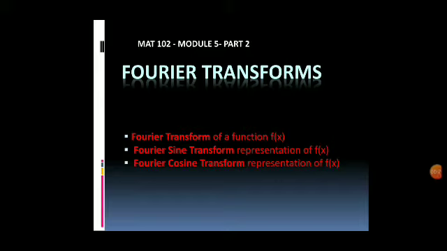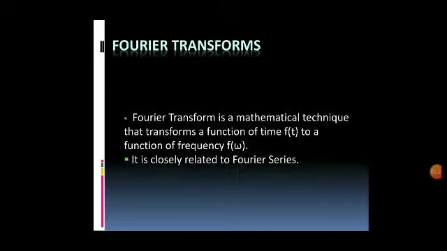So Fourier transform is a mathematical technique that transforms a function of time, f of t, to a function of frequency, f of omega. It is very closely related to Fourier series. This is somewhat similar to your Fourier integral, which we dealt with in our first video. So the formulas are much similar. There is only a very slight difference between those formulas, so be careful that you don't get confused between them. We'll see the formulas one by one.